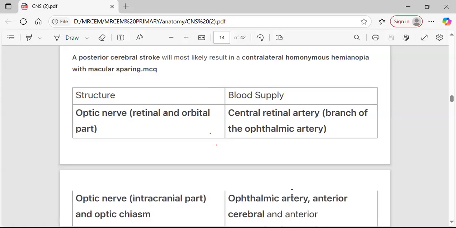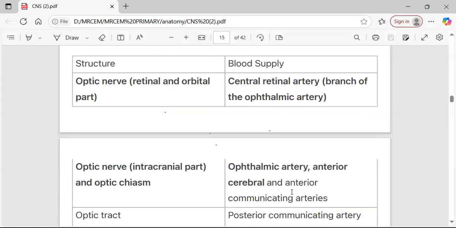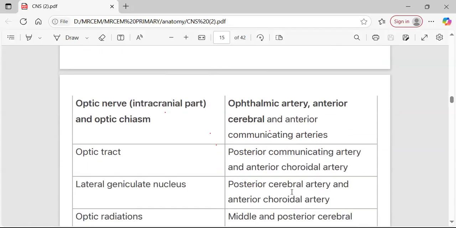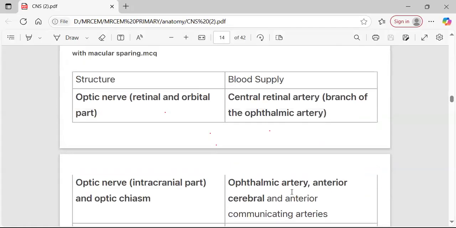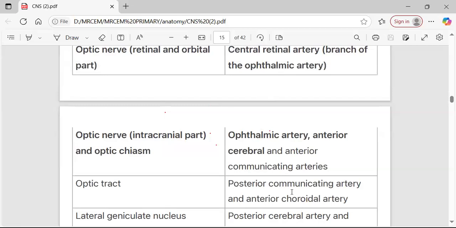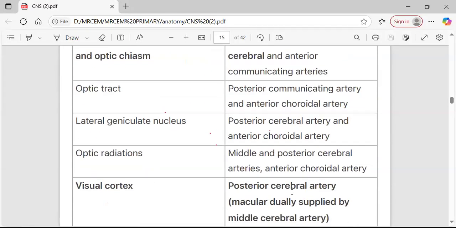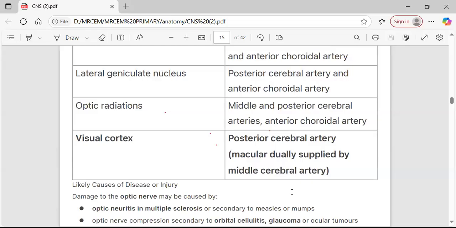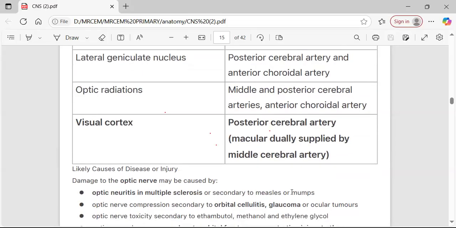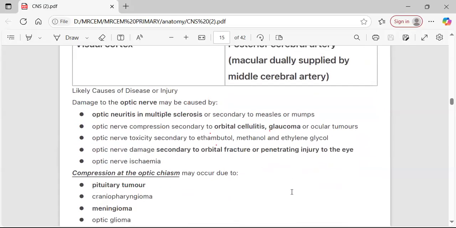Structure optic nerve, that is, there's a blood supply of the central retinal artery. You must remember, if there is an issue with the ophthalmic artery or central retinal artery, that will lead to monocular visual loss, optic nerve issue, and monocular visual loss. And that is the retinal, orbital part, optic nerve intracranial part, and optic chiasm. This is from the ophthalmic artery, anterior cerebral, optic tract, posterior communicating artery, lateral geniculate, visual cortex. That's very important. Posterior cerebral artery, and the macular area is dual supplied by the middle cerebral and posterior cerebral artery.